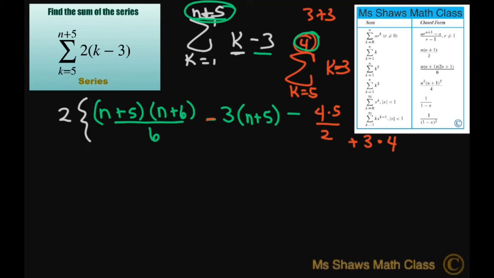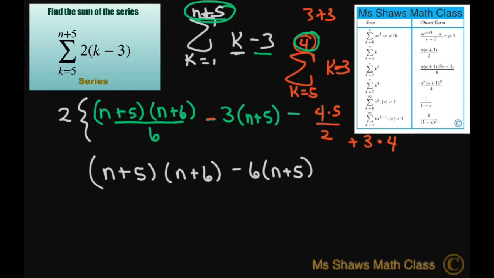Let's see, this is going to end up being n plus 5 times n plus 6. Then we're going to have minus 6 times n plus 5 minus 20 plus 24. And basically what I'm doing is I'm just getting the common denominator for each of these pieces. All right, so basically the common denominator here was 2, so I multiplied this by 2, and then this was 20 divided by 2, and so I'm canceling out my 2's.